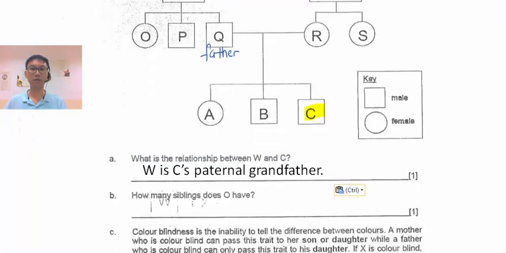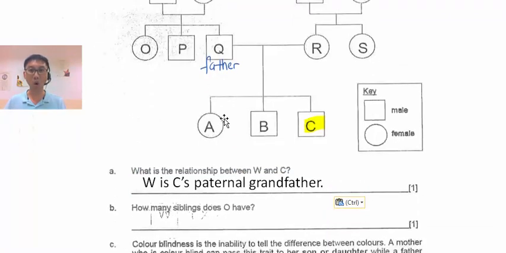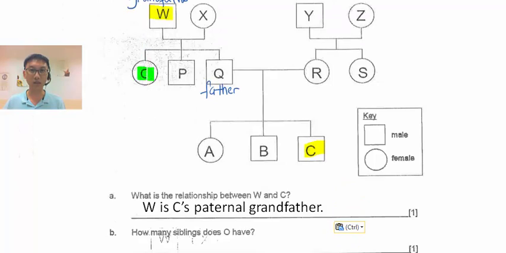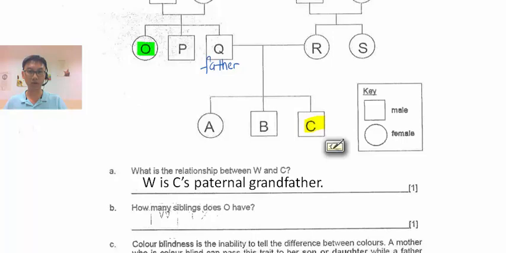Okay. Now part B, how many siblings does O have? So O, where's O? O is here. How many siblings? So O is the female. I have one sibling here. I have another sibling here. So I've got two siblings.